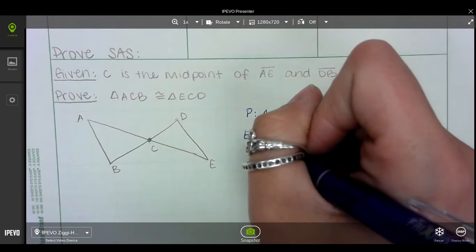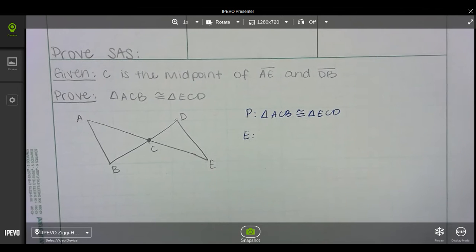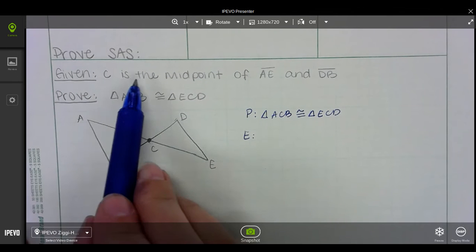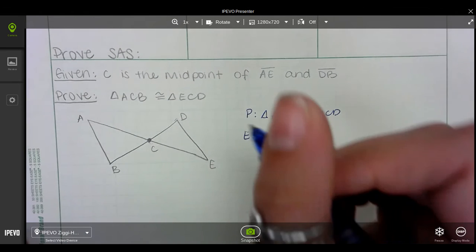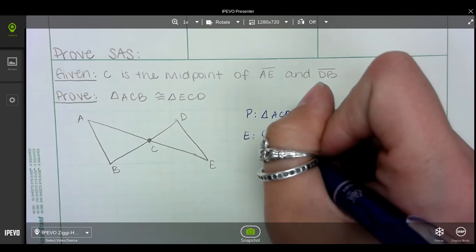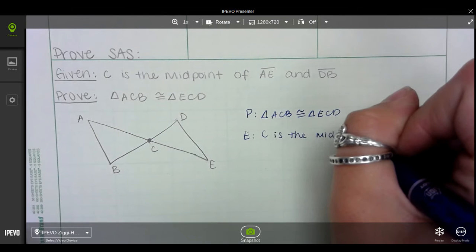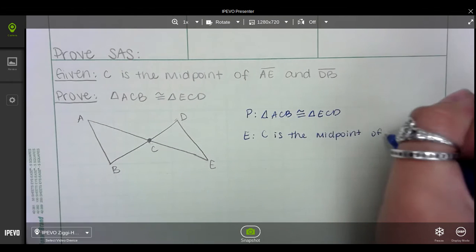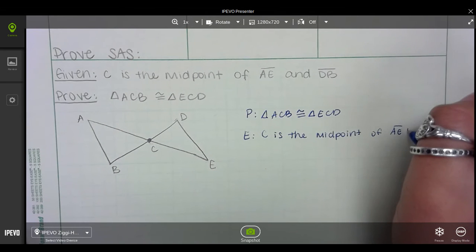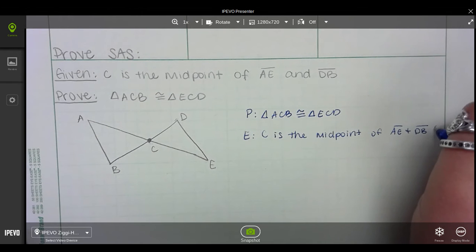Next is my evidence. I always put what is given down. So given C is the midpoint of AE and DB. So I always put my given first. C is the midpoint of AE and DB. And this was given to me.